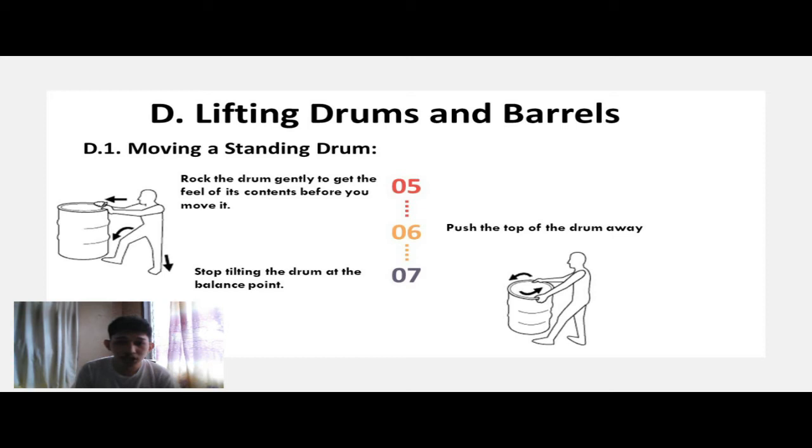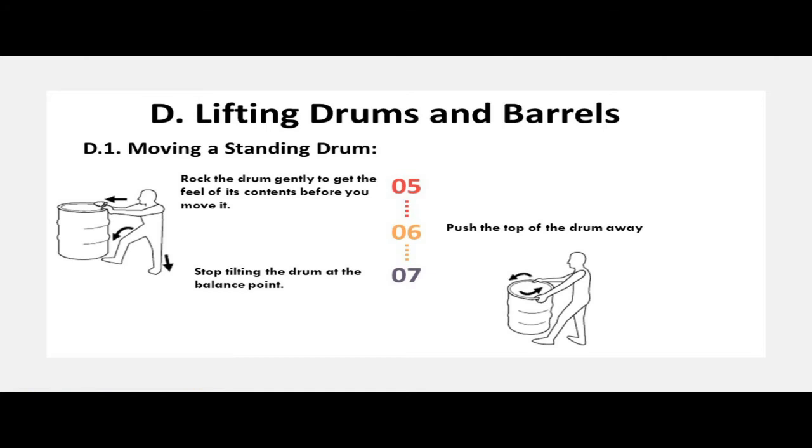The sixth one is to push the top of the drum away, while the seventh thing to do is to stop tilting the drum at the balance point.